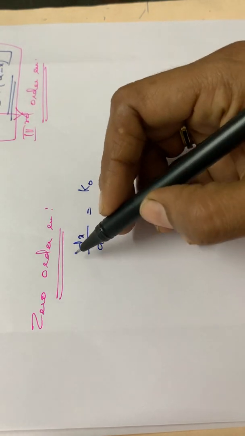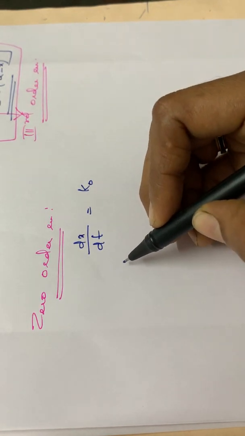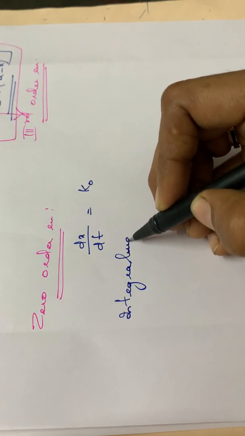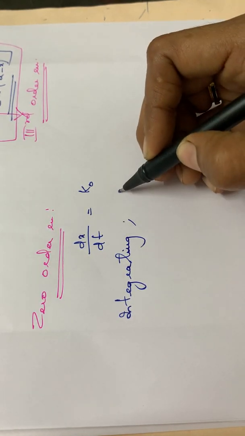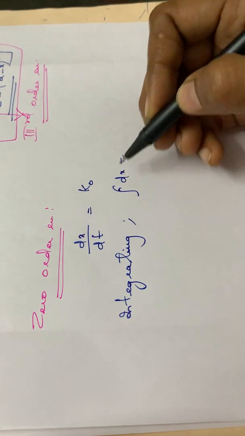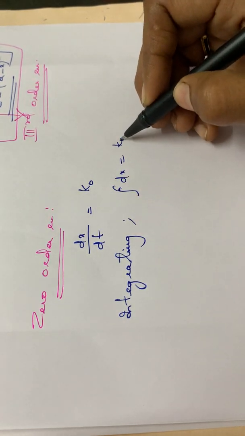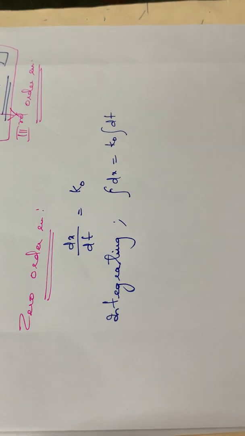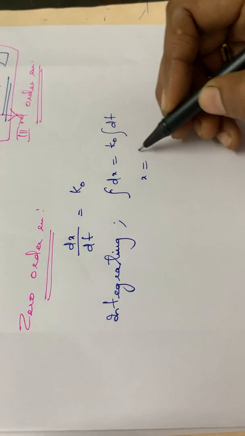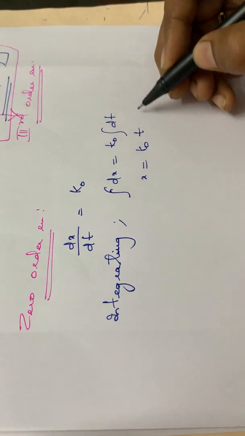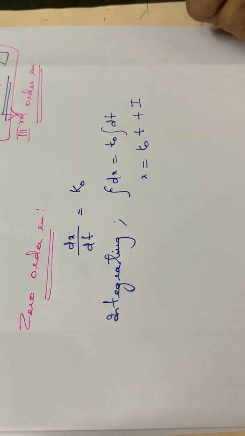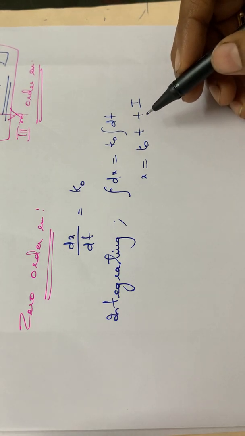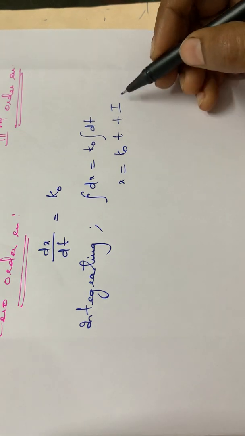Then again the next step is integrating this equation. So on integrating, the integral of dx is equal to, you can cross multiply, k0 into the integral of dt, just as in the previous derivation. So the integral of dx is x, that is equal to k0 into the integral of dt, which is t, plus the constant of integration I. Okay, no doubts here. I think you will not have any doubts here. So x is equal to k0 t plus I.